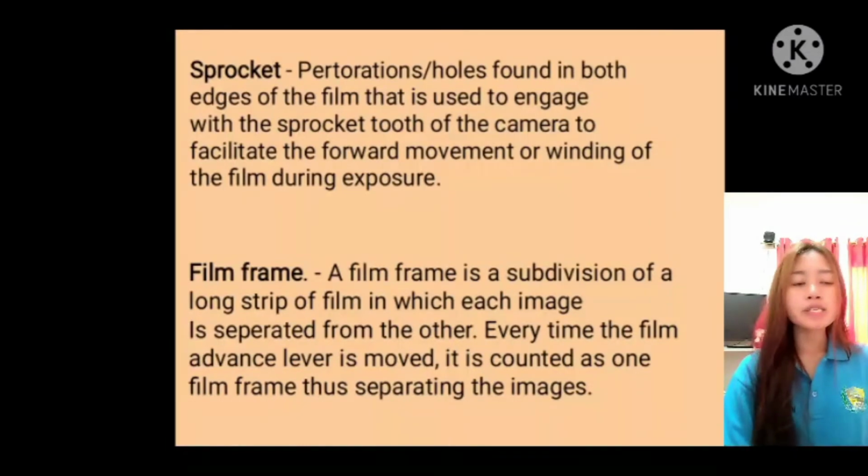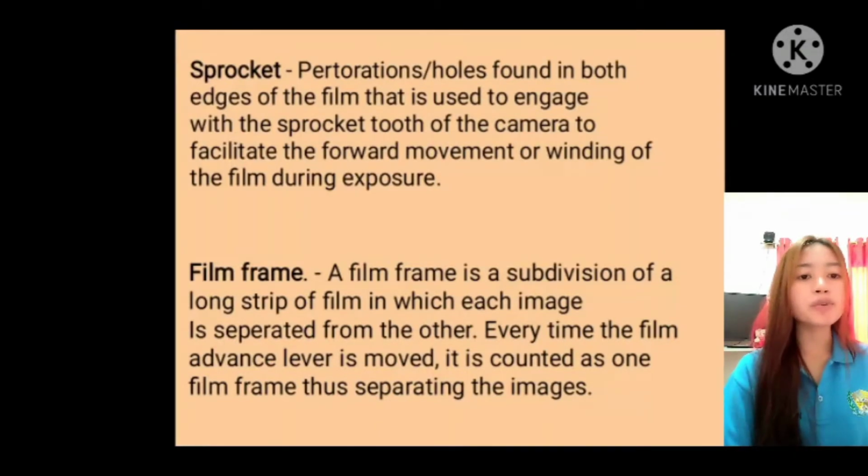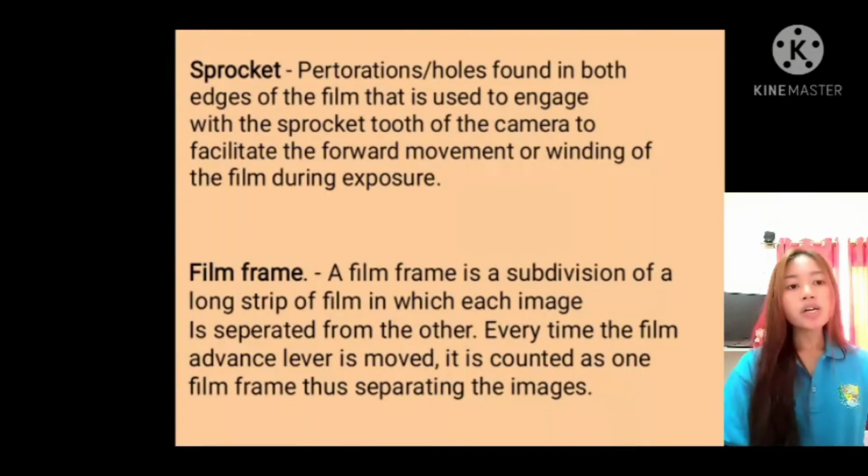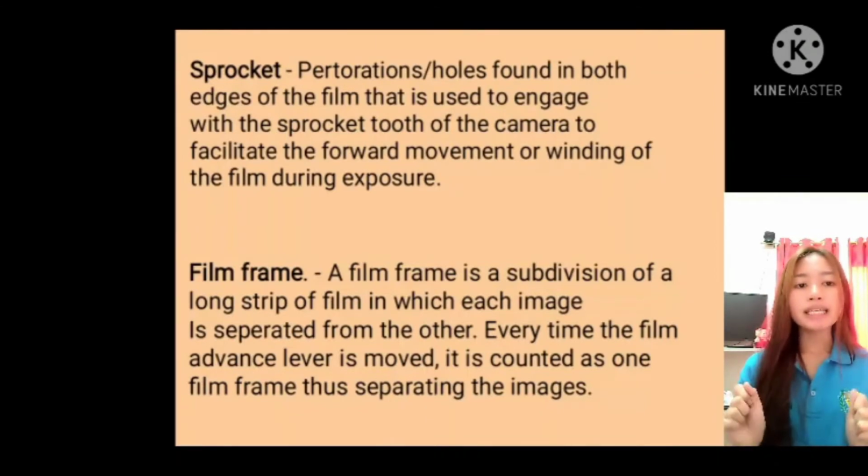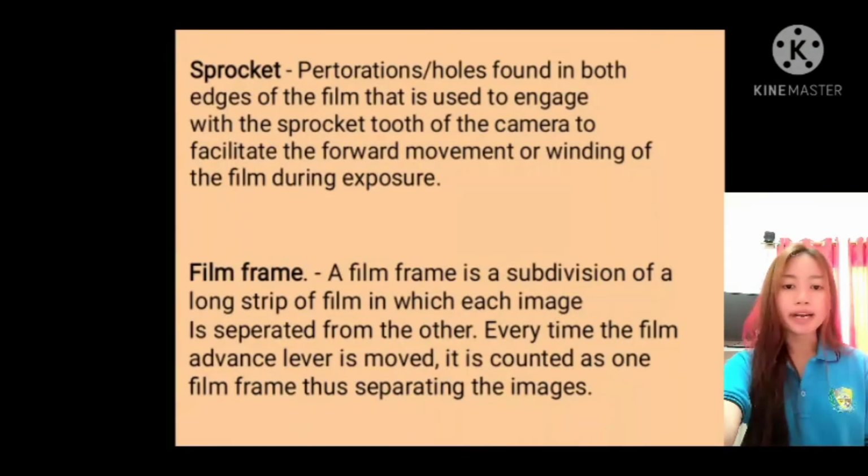The next is sprocket or perforations. Sprocket or perforations are holes found in both edges of the film that is used to engage with the sprocket tooth of the camera to facilitate the forward movement or winding of the film during exposure. So, ang sprocket or perforations, yun yung matatagpuan sa magkabilang gilid ng film natin. Yun yung maliliit na holes na makakatulong para sa movement ng ating film sa loob ng camera.